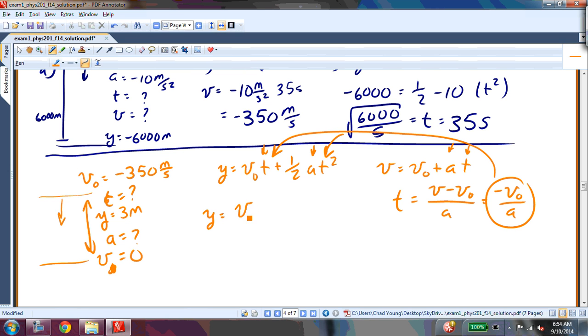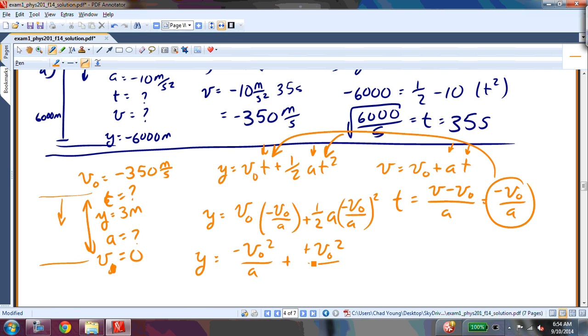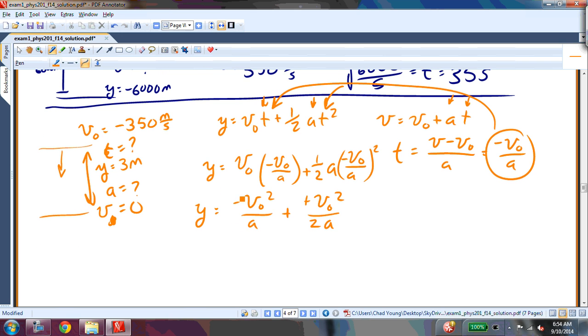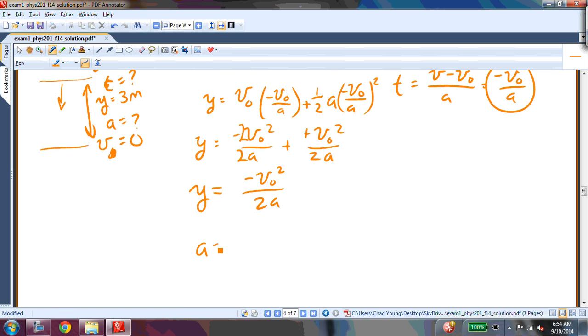So I get an expression over here, y equals V naught times negative V naught over A plus 1/2 A times negative V naught over A, squared. I can simplify this and it becomes fairly simple: negative V naught squared over A plus positive V naught squared over 2A. One of the A's canceled there. Now, I want to find a common denominator, so I'm going to multiply the first term by 2, and I get negative V naught squared over 2A equals y. And I'm looking for A. So I solve this for A. A equals negative V naught squared over 2y.